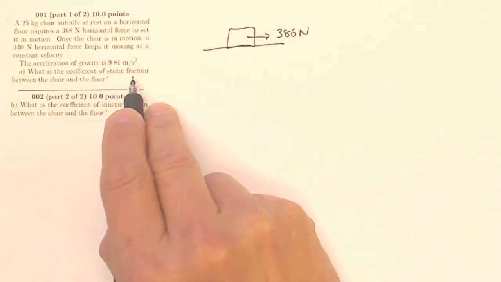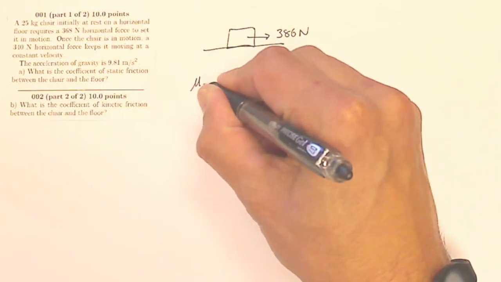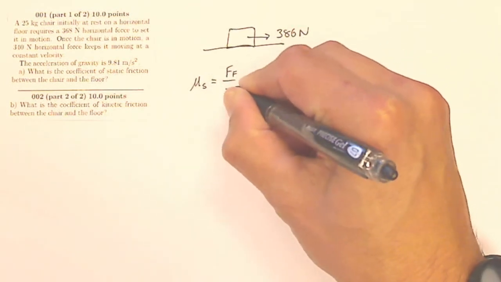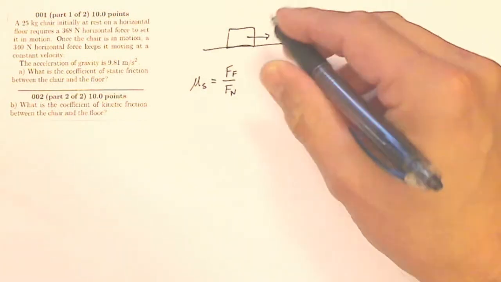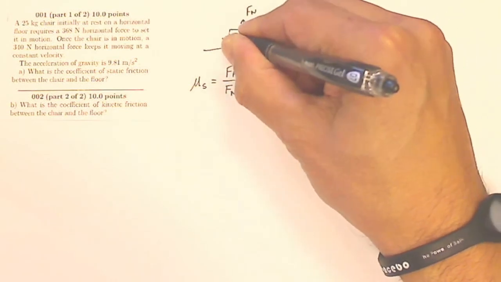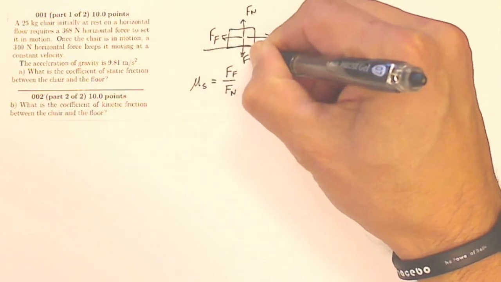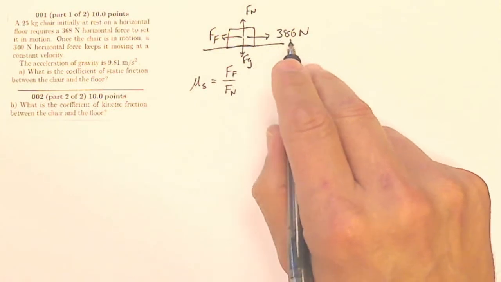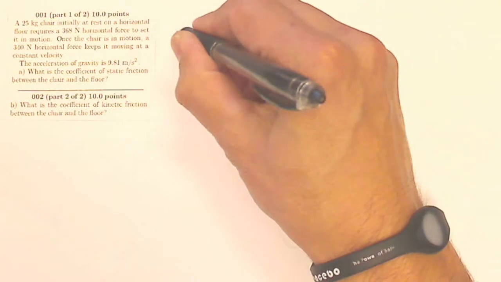What is the coefficient of static friction between the chair and the floor? So I'm looking for the coefficient of static friction, and I know that that is going to be the force of friction divided by the normal force. Well, if it takes 368 newtons to start it moving, my other forces there are going to be a normal force, a force of friction, and a gravity force. Now, since this is to start it moving, I know that 368 newtons must be what force of friction is just when it starts moving.